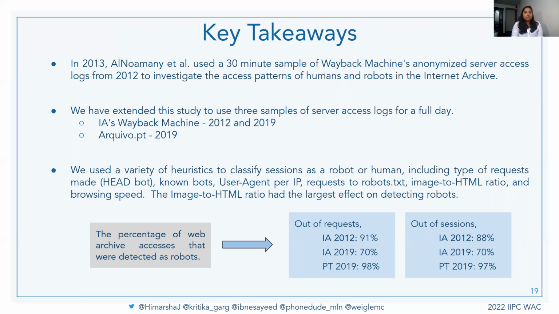In conclusion, we have extended a previous study by Dr. Al-Nomani to investigate the access patterns of humans and robots using 3 samples of server access logs for a full day. We used a variety of heuristics to classify the sessions as a bot or a human, and then we found out that robots outnumber humans in all cases. Out of the heuristics we used, image to HTML ratio had the largest effect on detecting bots.